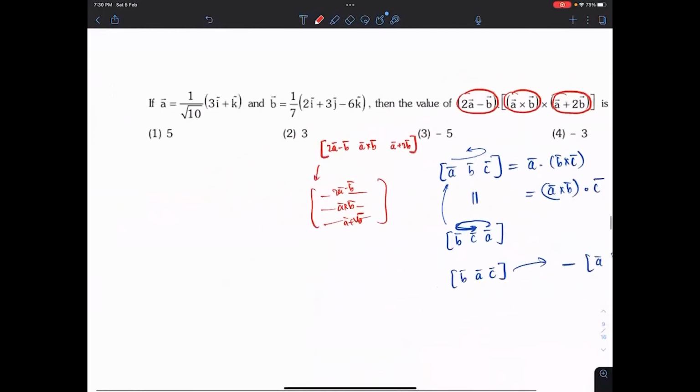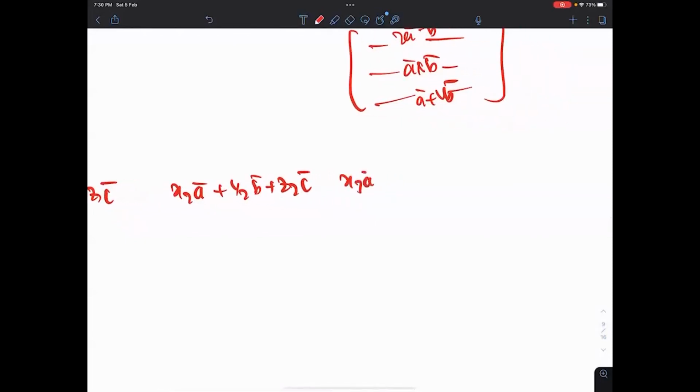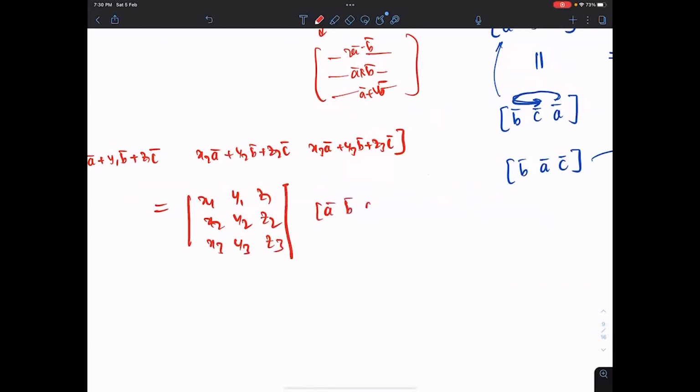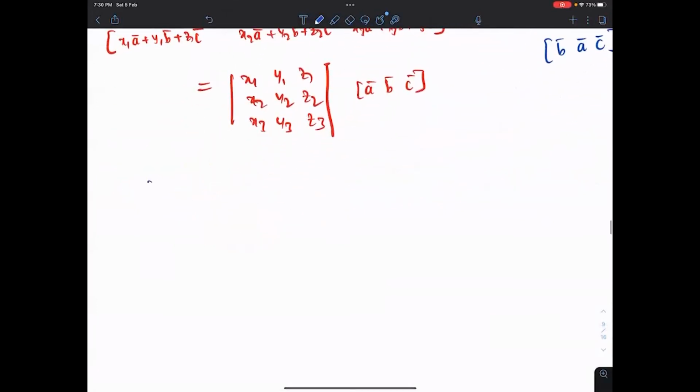Now the rule which I want to say is, whenever you have box of x1 A bar plus y1 B bar plus z1 C bar, x2 A bar plus y2 B bar plus z2 C bar, x3 A bar plus y3 B bar plus z3 C bar, this box product will be equal to the determinant of x1 y1 z1, x2 y2 z2, x3 y3 z3, times box A bar B bar C bar. Directly you can apply this formula. That's all.